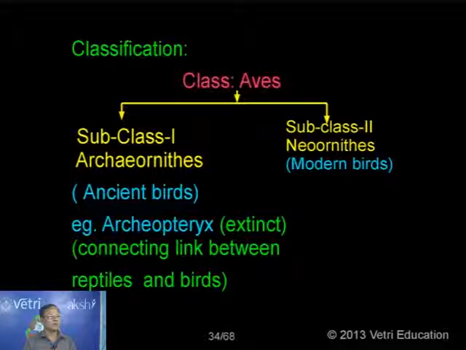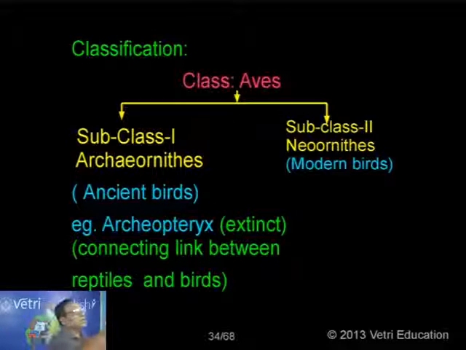The only bird which survived as a fossil, considered a connecting link between the reptilian forms and the birds, is Archaeopteryx, which became extinct. We have at present the stuffed specimen only in the Berlin Museum. It is an extinct fossil bird, and it shows some characteristics similar to reptilian forms. For example, the presence of a digited claw, that is, a claw present in the wings, and also the presence of teeth. The only bird which exhibited teeth in the beak.